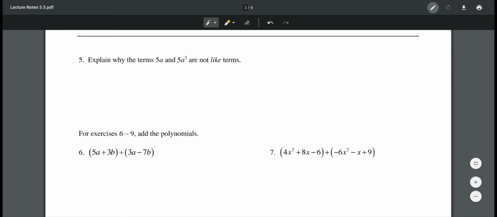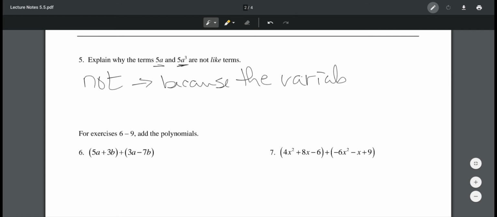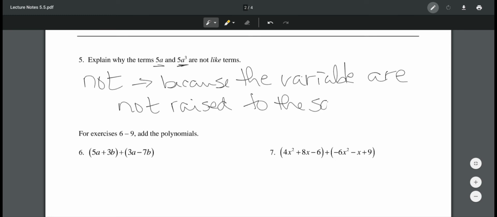So 5a and 5a to the third are not like terms, because the variables are not raised to the same power. That is why 5a and 5a to the third are not like terms.